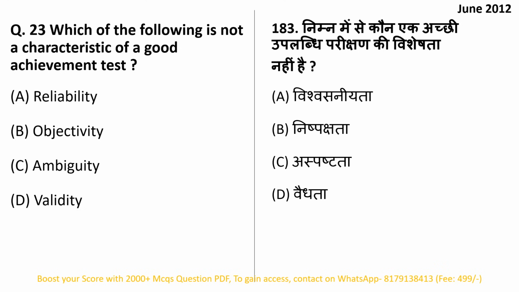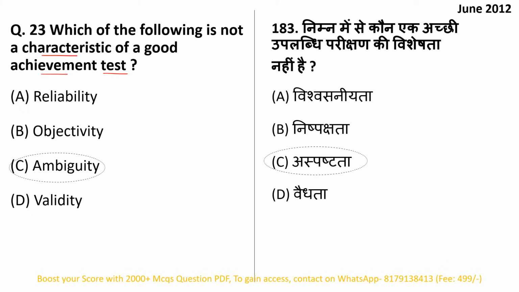Which of the following is a characteristic of a good achievement test? So an achievement test is a kind of test which tells how much knowledge students have gained from what has been taught to them. Like the teacher has taught a lesson, and through that achievement test, the teacher wants to see how much the students have understood. So the question is asking which of the following is not a characteristic of an achievement test: reliability, objectivity, ambiguity, or validity. The right answer is ambiguity.